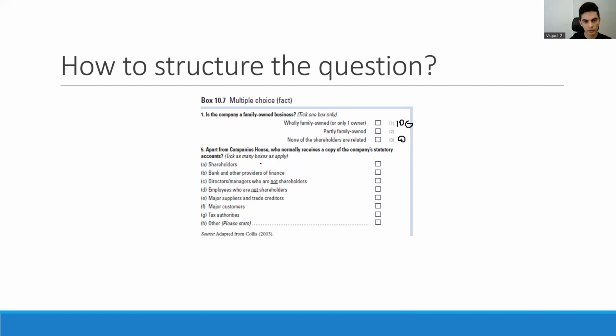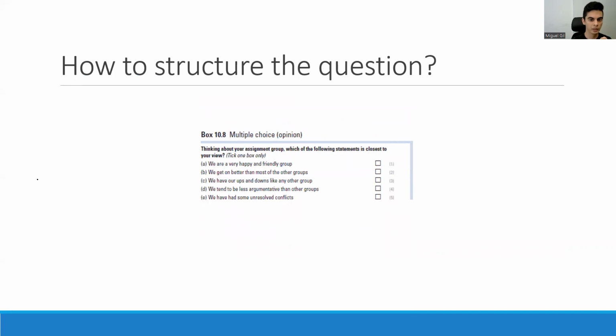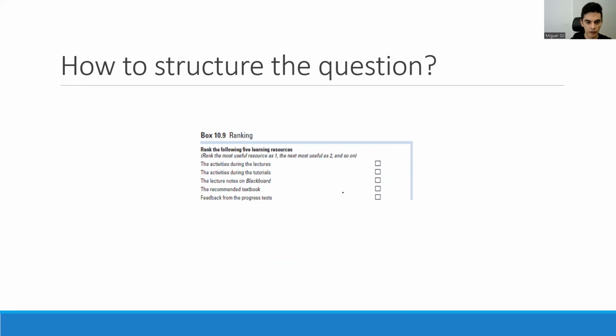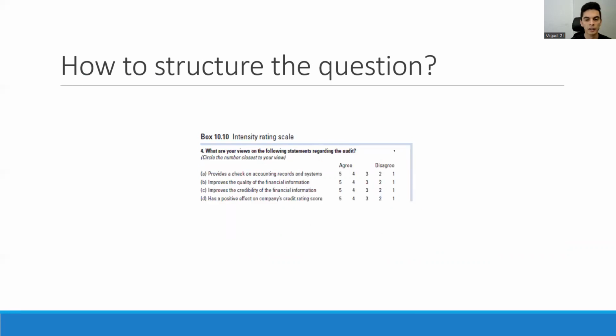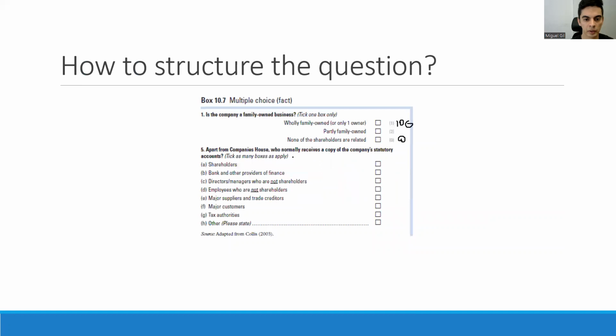And then we also have this: apart from the company, who normally receives a copy of the company's accounts? So you have different people, and you can tick yes or no. So probably this is a dummy variable. If they tick this, it is 1. If not, it's 0. We're going to talk about that later, but I just want to spoil you a little bit. Then you also have multiple choice, kind of the same thing, yes or no. Then you have ranking. So what is the most useful? You start 1, 2, 3, 4, 5. Also intensity, and this is very related to the hypothetical constructs.